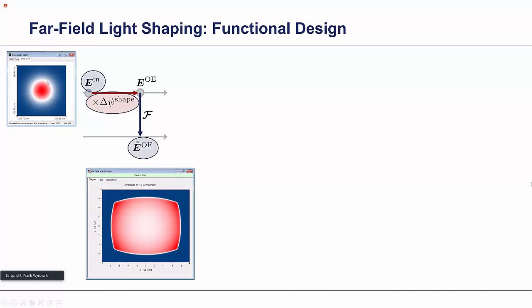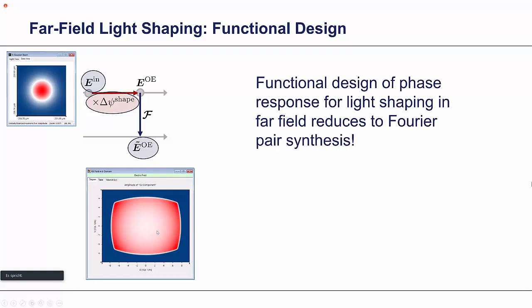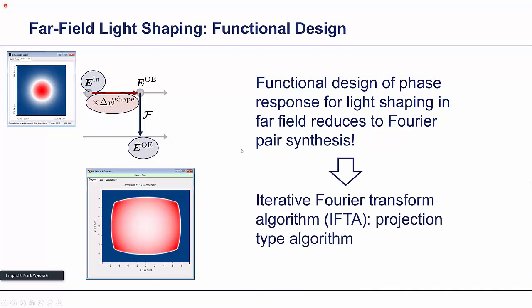Good. Now you see what is remaining. We have an input Gaussian beam, and we have this constraint from the amplitude in the Fourier domain. That means the functional design of the phase response is nothing else than the Fourier pair synthesis. We have here a Fourier pair, and we need to synthesize this Fourier pair by finding this phase. It's a very well-known problem, which was discussed in diffractive optics very much in the past. And the result in diffractive optics to do that was the iterative Fourier transform algorithm. It's a projection type algorithm.